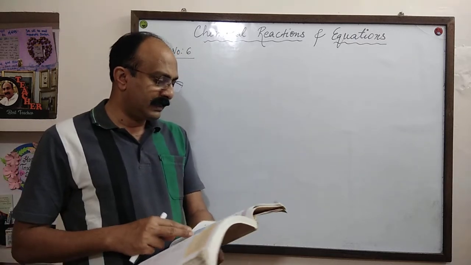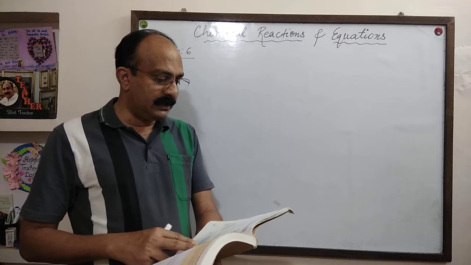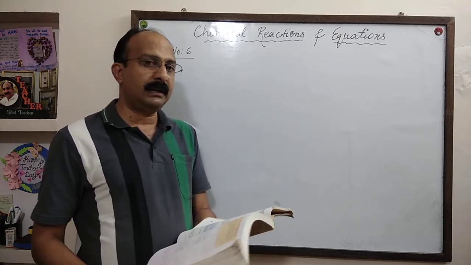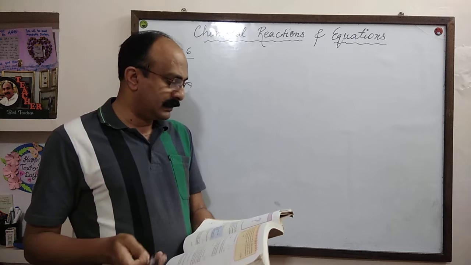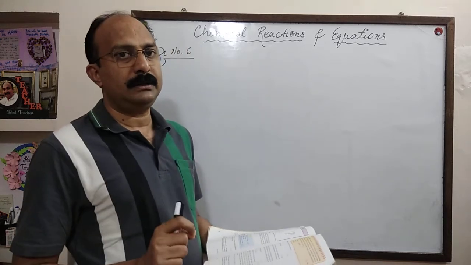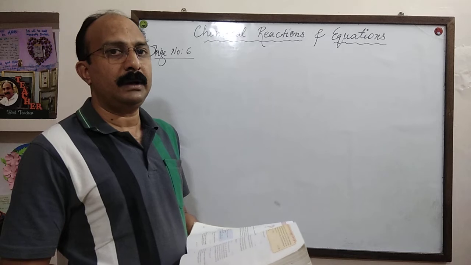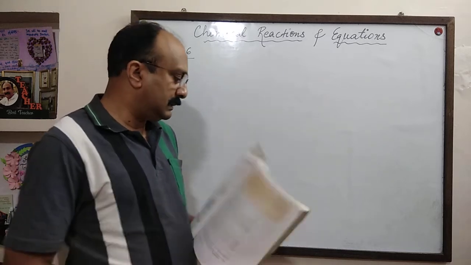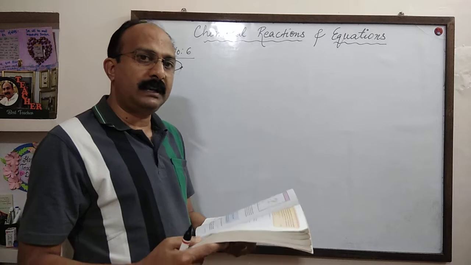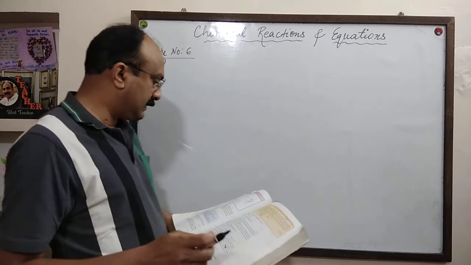Question number 2. Write the balanced equation for the following chemical reactions. Some chemical reactions are given. We are asked to balance them. But this time, the chemical reactions are given in words, not in symbols and formulae. So we have to change these words into symbols and formulae, then balance it.